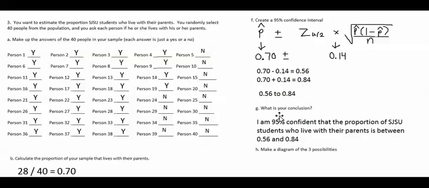And just like in all confidence interval problems, when you calculate a 95% confidence interval, the conclusion is that you're 95% confident that the population parameter that you're estimating is inside of the confidence interval. In this case, I'm 95% confident that the proportion of San Jose State students who live with their parents is between these two numbers. And that's the end.